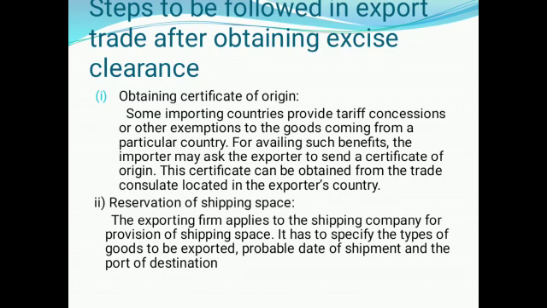See, now this is what the first point says. In the previous class sir has already explained how to get permission for export trade, and what procedures are involved. But after getting that, we have to go with the excise clearance. So when we go with the excise clearance, the first point is obtaining a certificate of origin. We have to get a certificate from the country where we are sending the goods.